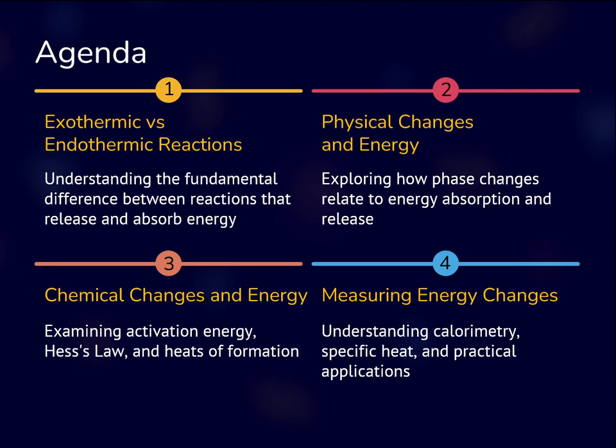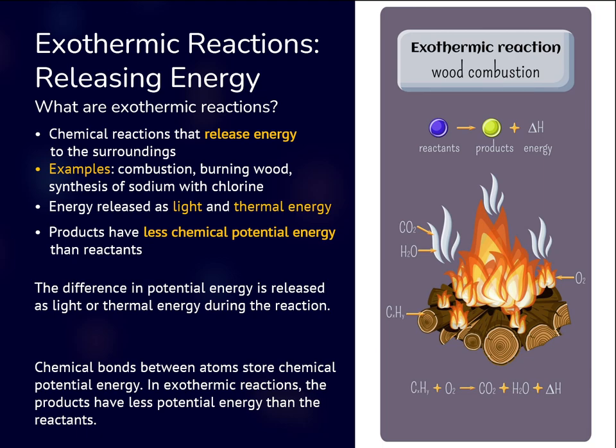So, this lesson will follow four major sections. First, we'll define and compare exothermic versus endothermic reactions. Then, we'll examine physical changes like freezing and boiling and how they also involve energy flow. Next, we'll investigate chemical energy transformations, including concepts like activation energy, Hess's law, and heats of formation. And lastly, we'll learn how to measure energy changes using calorimetry, understand specific heat, and apply all of this to real-life contexts. So let's begin with definitions.